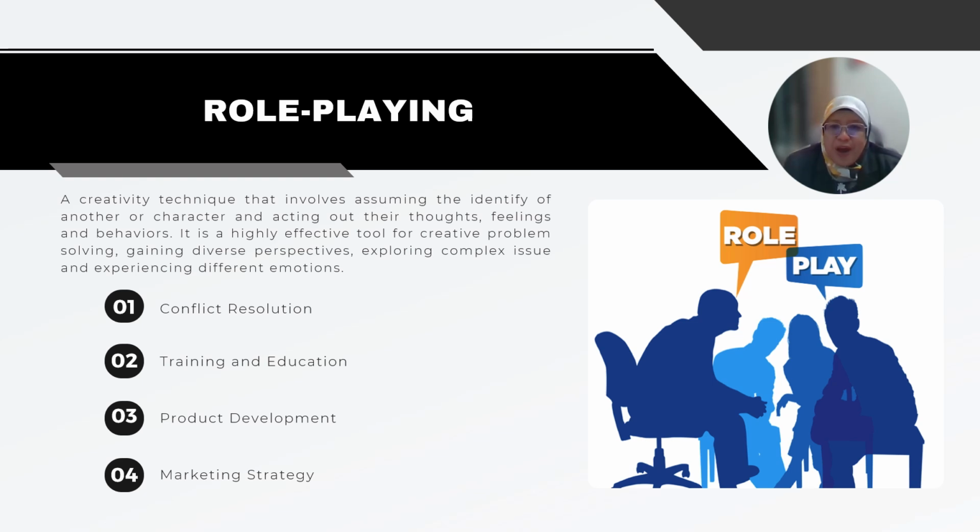Role playing is a powerful technique that allows individuals to step outside their own experience and perspective to gain new insight and generate creative solutions to complex problems. By assuming different roles, participants can explore diverse viewpoint, empathize with others, and effectively address challenges from multiple angles.